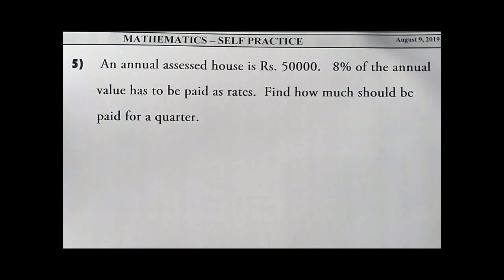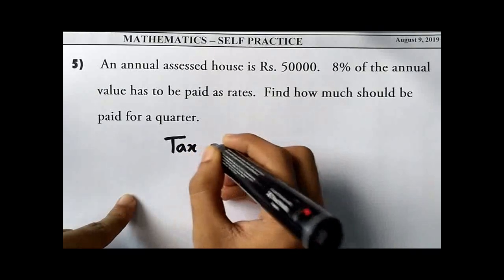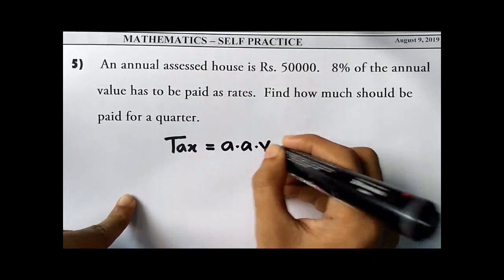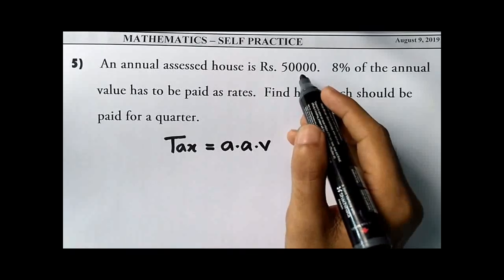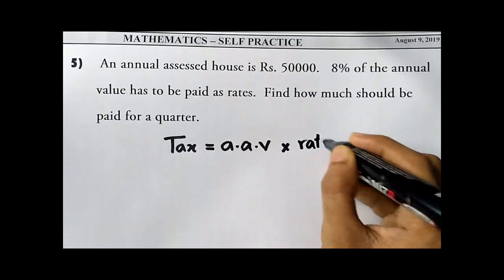Moving to the fifth one: an annual assessed value of a house is 50,000 rupees. And 8% of the annual value has to be paid as rates. So the rate they have to pay is 8%. Now they are asking us to find the tax. To find the tax, this is the formula we have to use. Tax equals annual assessed value. So the annual assessed value is 50,000 this time, and we should multiply this by the percentage or the rates.